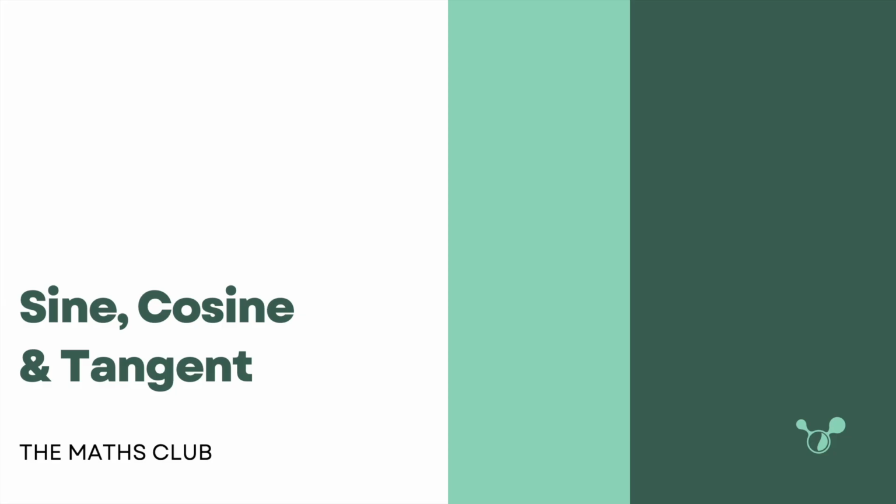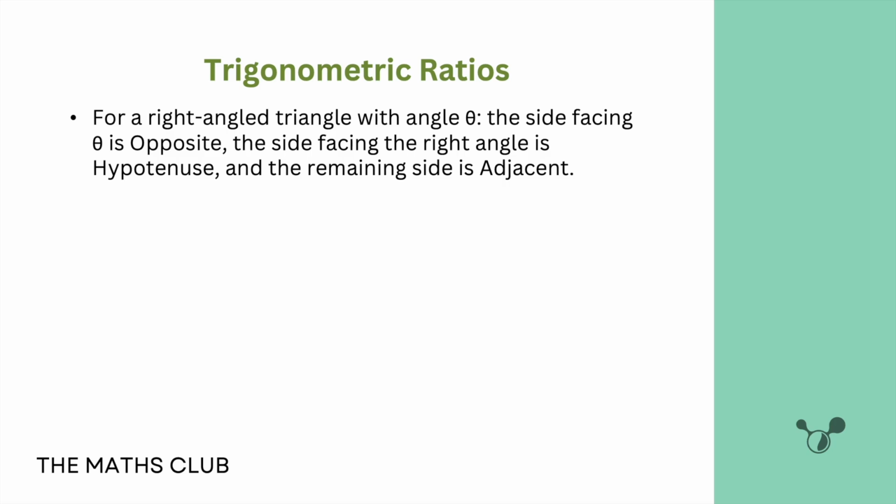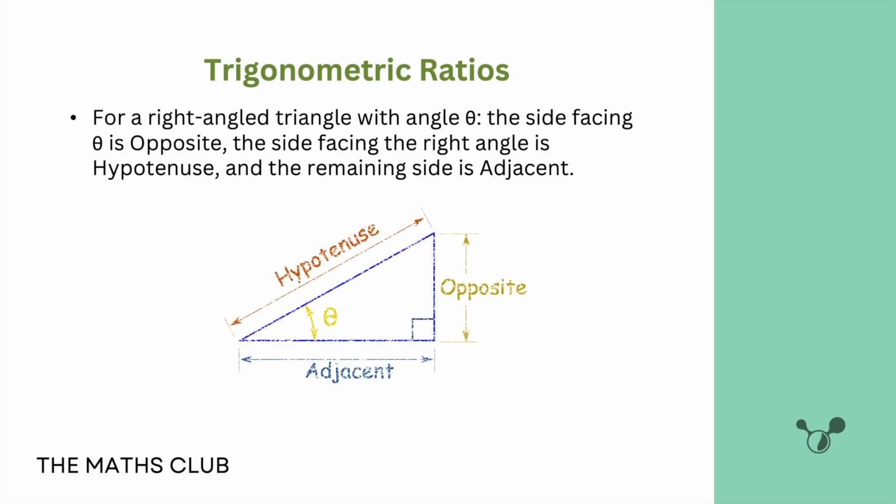So first, looking at sine, cosine, and tangent. For trigonometry ratios, we have that for a right angle triangle with angle theta. So this is the right angle triangle. This is the angle theta. The side facing the angle theta is the opposite. The side facing the right angle, which is actually the longest side, is the hypotenuse, and the remaining side is the adjacent. So we have the opposite, we have the hypotenuse, we have the adjacent.